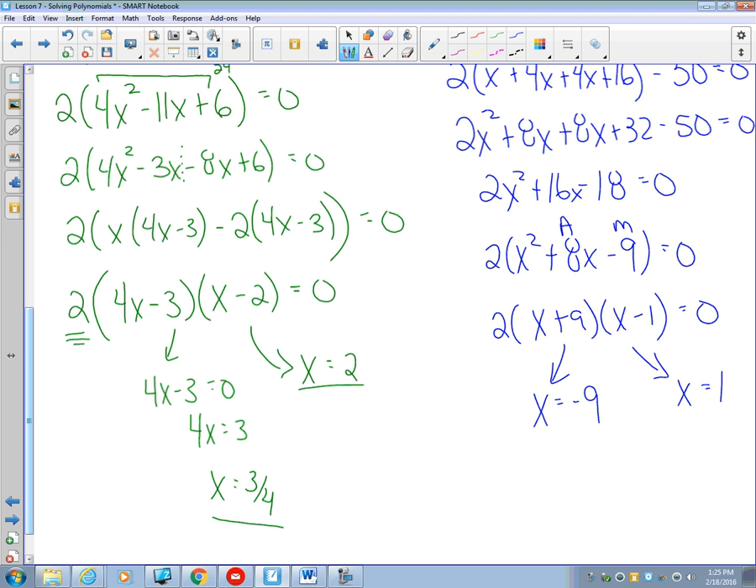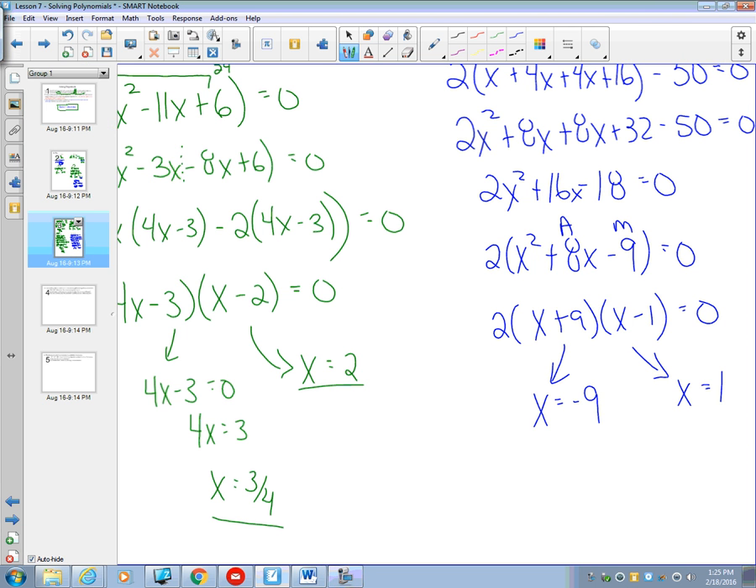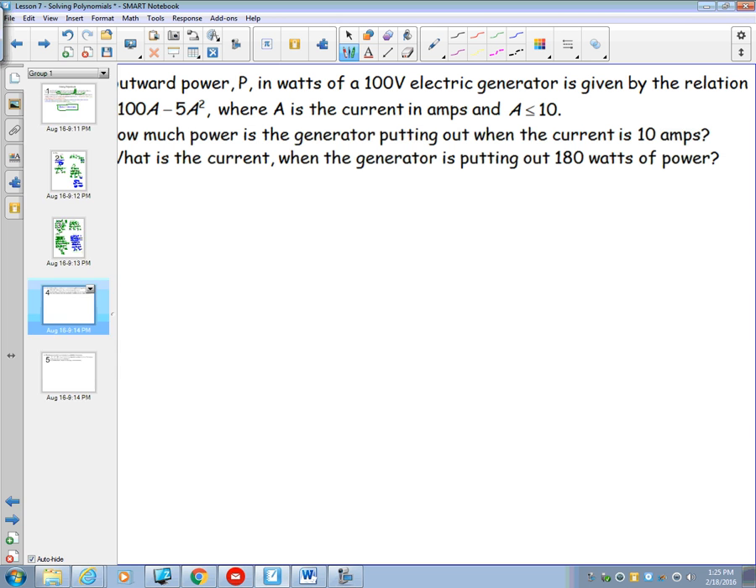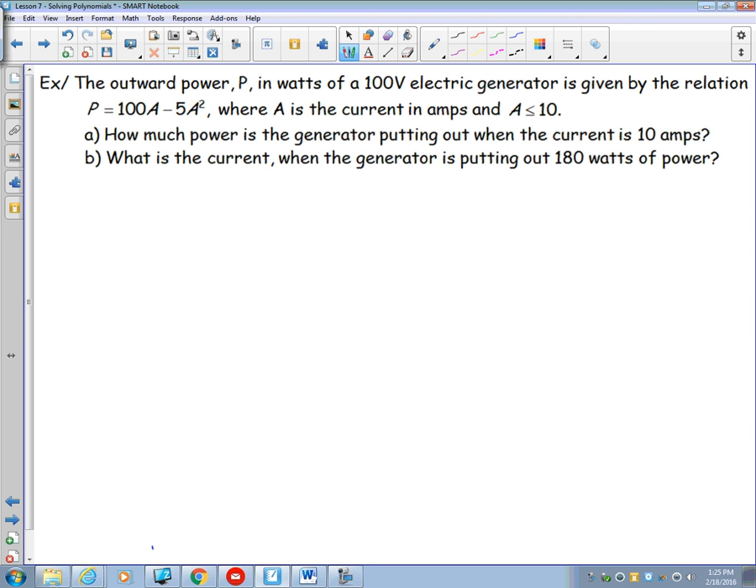Okay, so far so good, hopefully, solving these things. What do we got left? A little word problem here. Okay. Power of a generator is given by this equation. A is a current in amps. A has to be less than 10. How much power is a generator putting out when the current is 10? Well, it said A is amps, and there it gives us 10, so that must be our A value. Let's put that in for A.